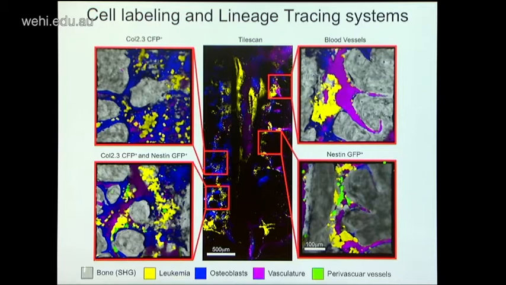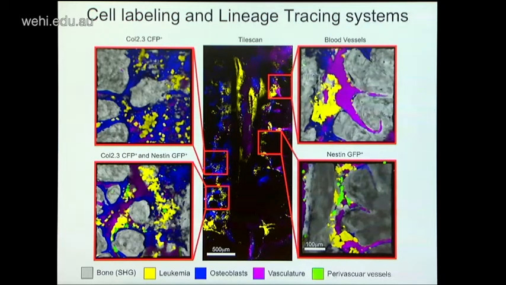So here we have an example, and this is looking at bone marrow, and I'll show you later on. Now we're picking up the bone tissue with this SHG that I've talked about. We pick up leukemia cells labeled with YFP, osteoblasts with CFP, vasculature with a Cy5 dextran that we inject in, and vessels with GFP. So by combining all these things together and using multi-photon microscopy, what you can actually do is label all sorts of components within the tissue.